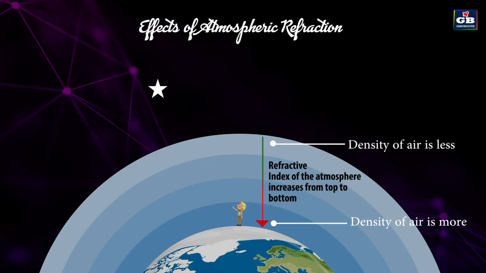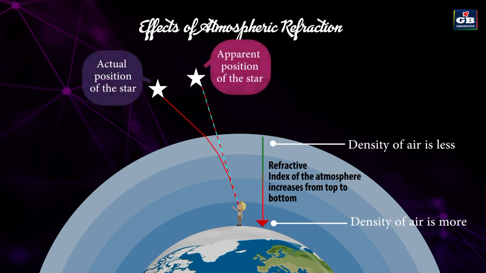As the light enters the atmosphere and reaches the surface of the Earth, the refractive index of the atmosphere increases. Due to this changing refractive index, the starlight bends towards the normal. So because of this, we see the star at a slightly different position from its actual position. The star appears slightly higher than its actual position when viewed near the horizon. So the new position of the star is called the apparent position of the star.